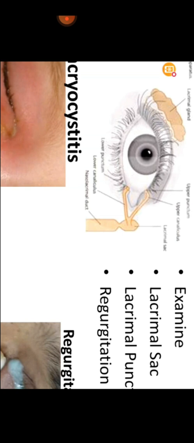Lacrimal. You have the palpebral aperture. Then you have the lacrimal puncta. Here you have the lacrimal puncta. You have the canaliculi, and then you have the lacrimal sac, and then you have the nasolacrimal duct.